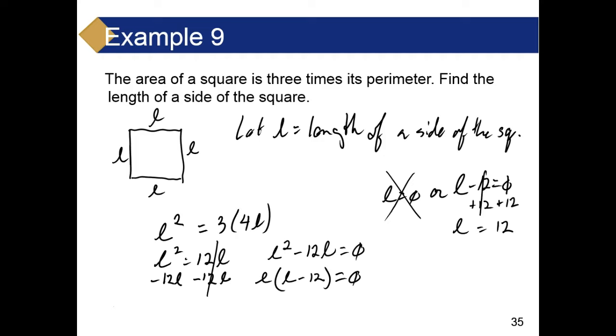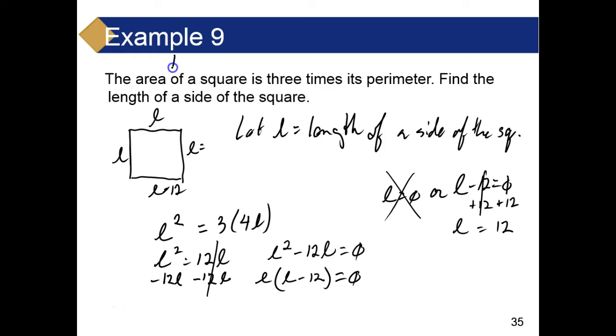Now, let's see if that solves the problem. The area of the square, what would be the area of the square with length equal 12? What is this? L was 12. All of those L's were 12. Say again?